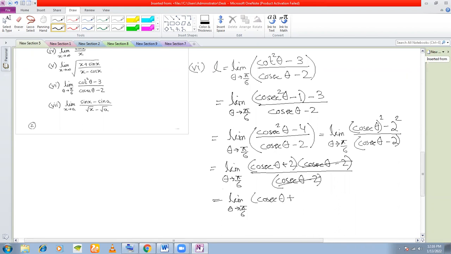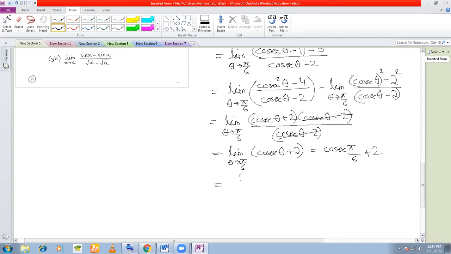Now if I put theta is equal to pi by 6 now, is it a determinate form? Yes, it is a determinate form. So this becomes cosec pi by 6 plus 2. Cosec pi by 6 is 1 by sine pi by 6 plus 2. And sine pi by 6 is sine 30, which is half, right? Which is 2 plus 2, which is equal to 4. And that's your answer. Okay. So I'll stop here. Yes.